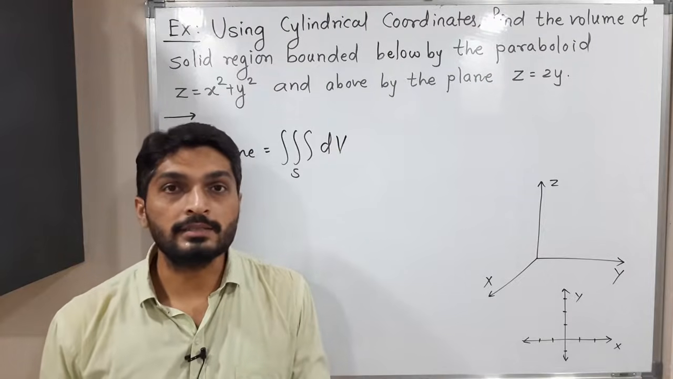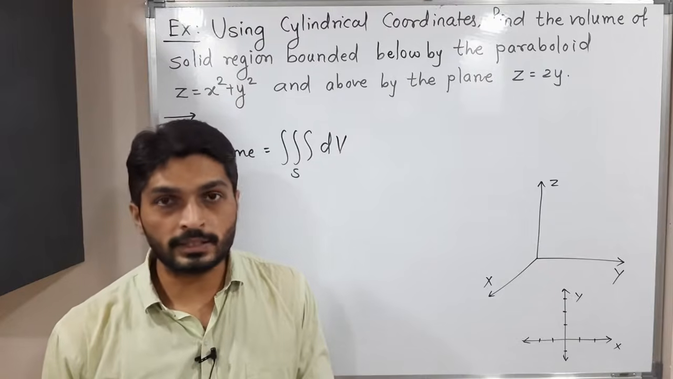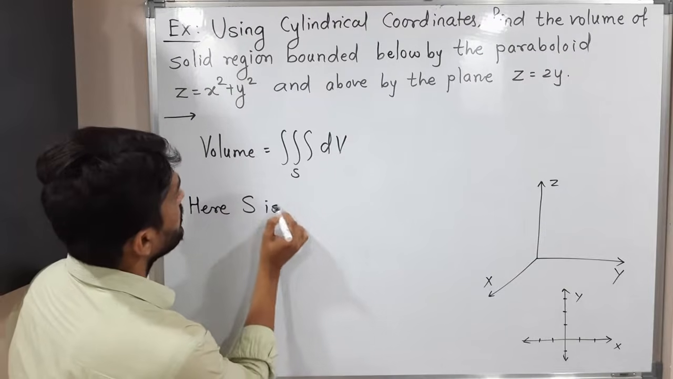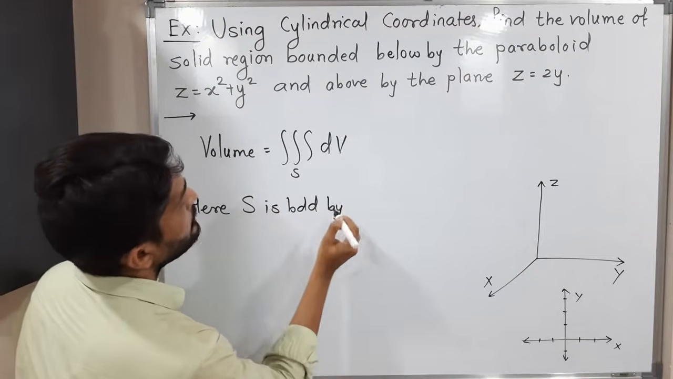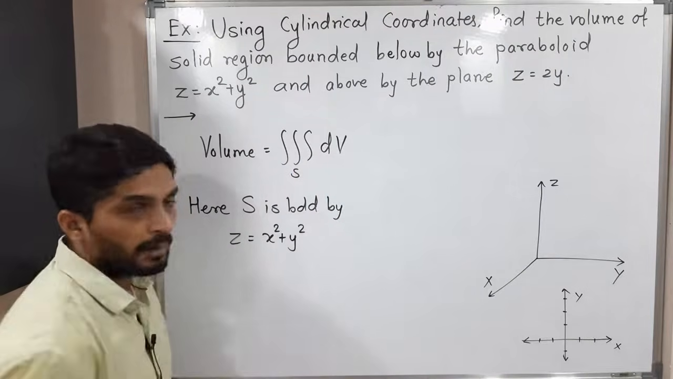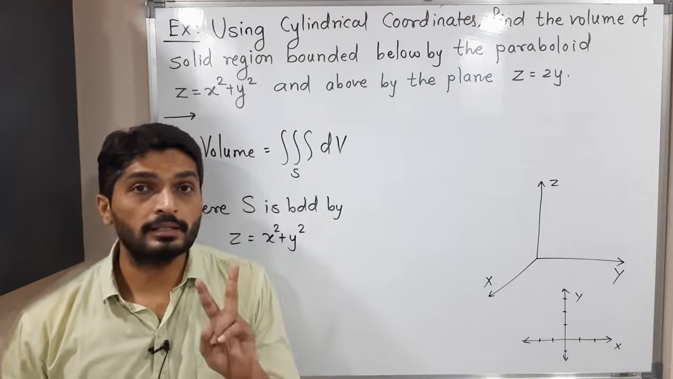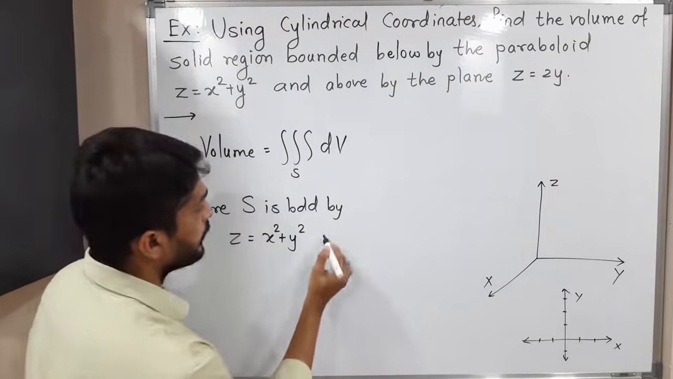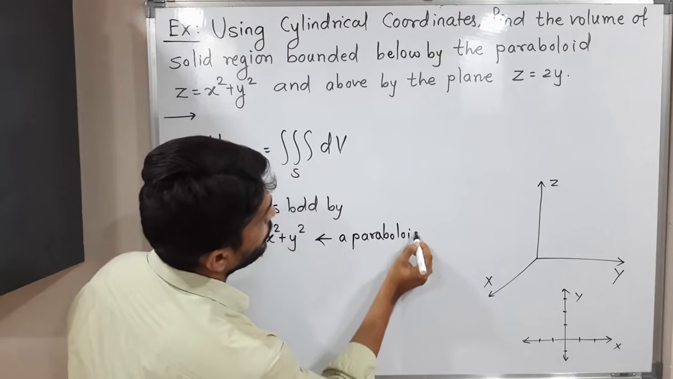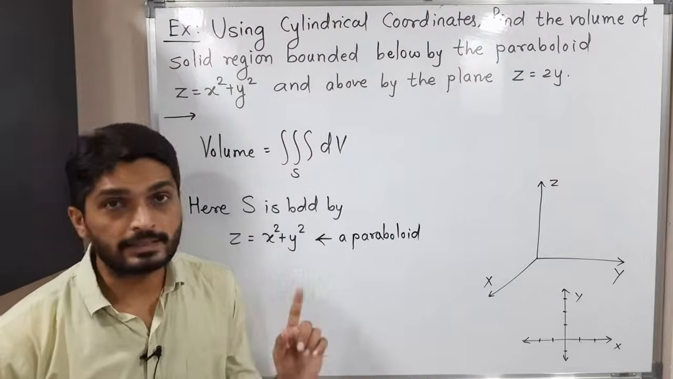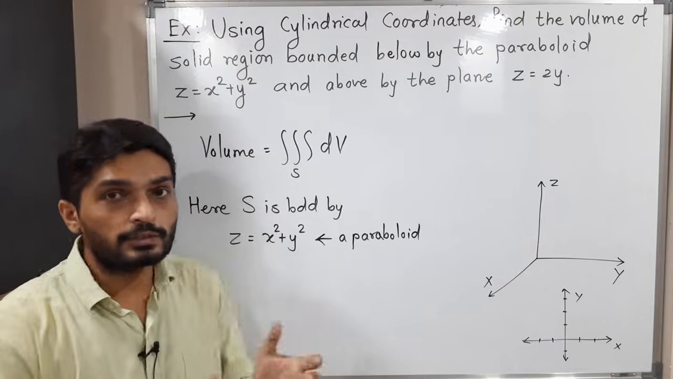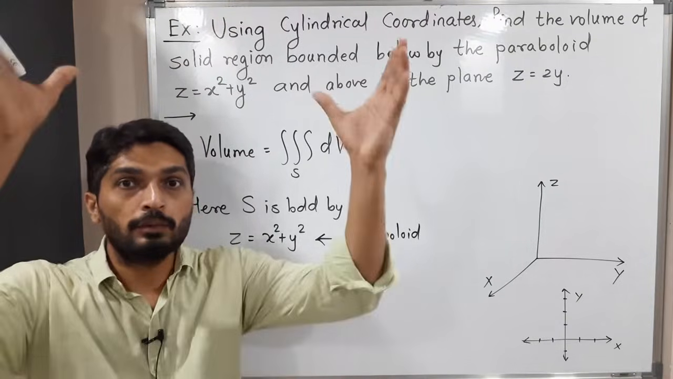So the very important thing is region S. Let us discuss what the given region S is. S is bounded by, what have they mentioned? z is equal to x square plus y square. Power of z is 1, power of x and y is 2. So that means this is the equation of a paraboloid. Paraboloid about the z axis, since power of z is 1, and it has a positive sign, that's why the paraboloid is in the direction of the positive z axis.